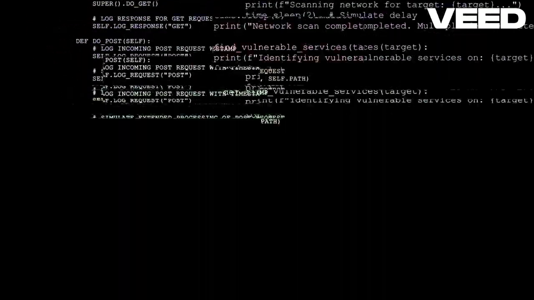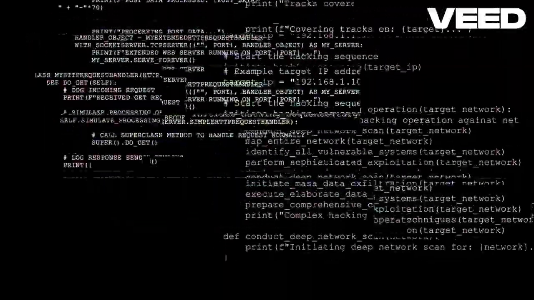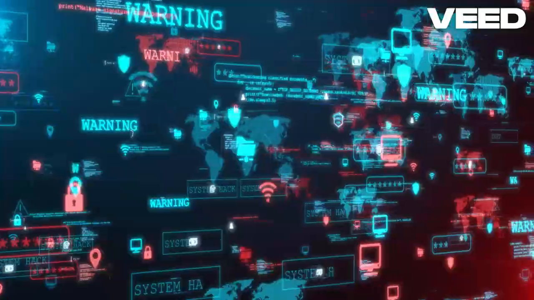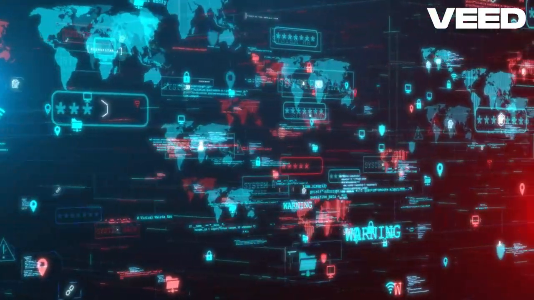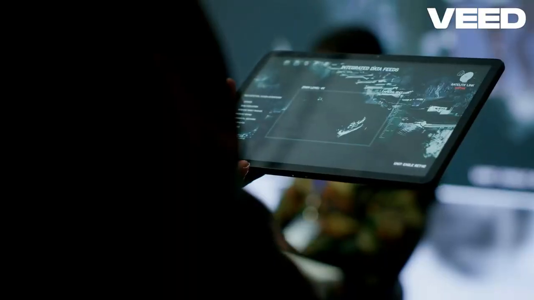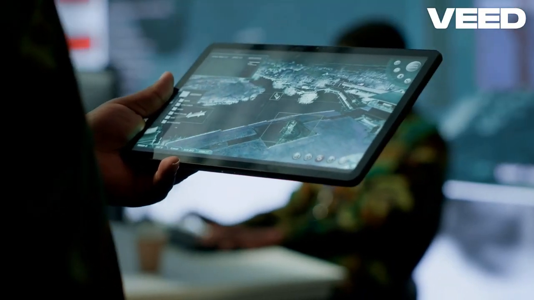Today, we'll delve into the Common Vulnerability Scoring System, or CVSS, which is the industry standard for scoring the severity of security vulnerabilities. Understanding CVSS is crucial for cybersecurity professionals as it helps prioritize responses to different threats. CVSS scores vulnerabilities on a scale from 0 to 10, with higher numbers indicating more severe threats.